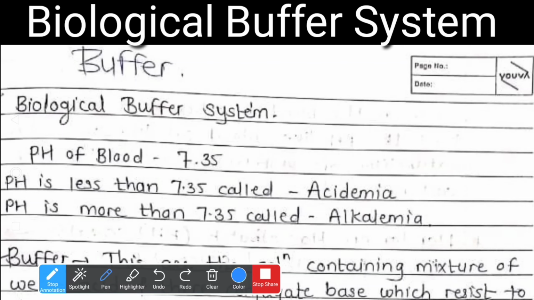And if the pH of the blood is less than 7.35, the condition will be called acidemia, because of the higher H plus ions which are accumulated in the blood. They will result in the formation of acidity in the blood. And if the pH is more than 7.35, that condition will be called alkalemia. So deal with those cases as well.